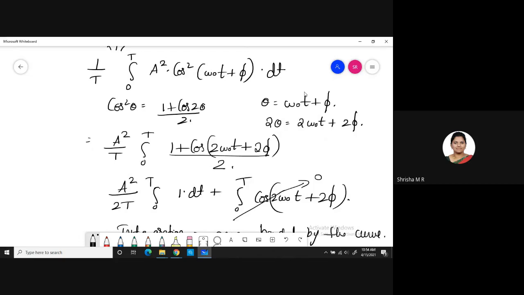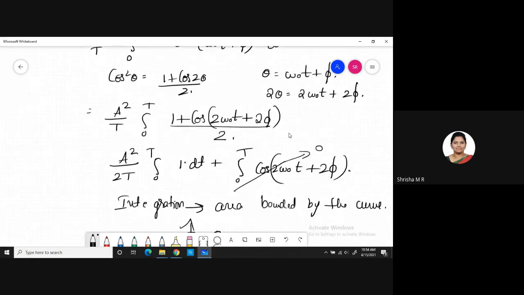Be careful here. You have cos squared theta, where theta is omega naught t plus phi. So here you have cos 2 theta, and 2 theta means 2 omega naught t plus 2 phi. If I take this 2 outside, A squared by 2T integral 0 to T of 1 dt, I split this into 1 dt plus integral 0 to T of cos(2 omega naught t plus 2 phi).